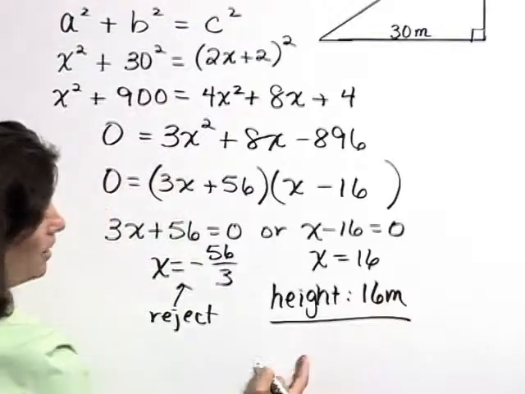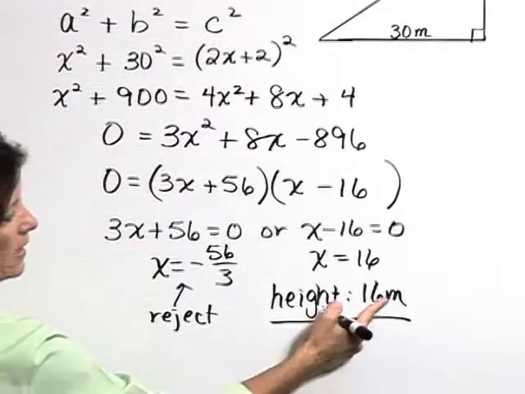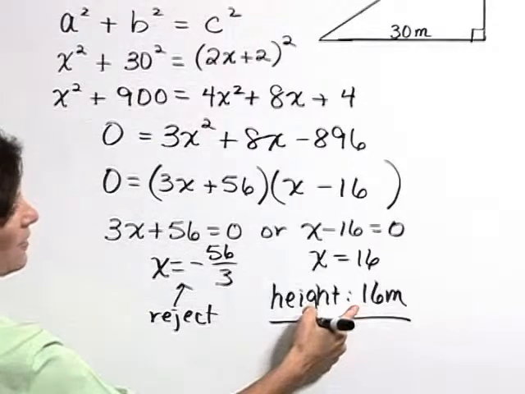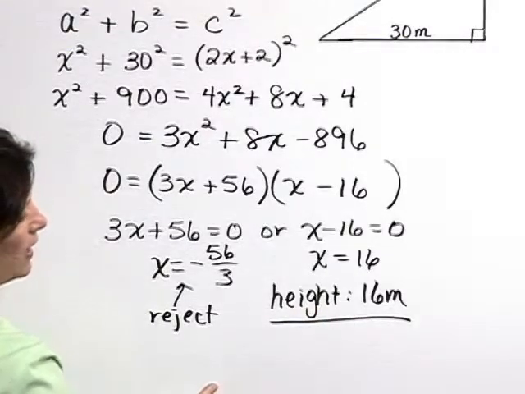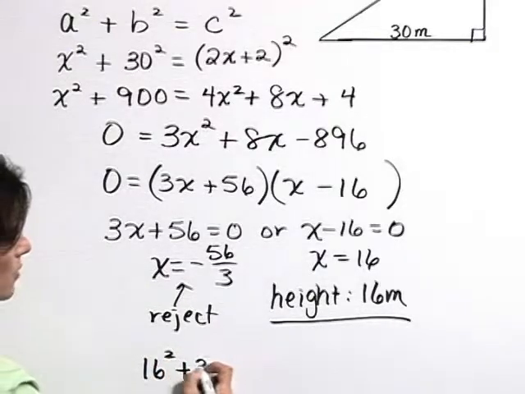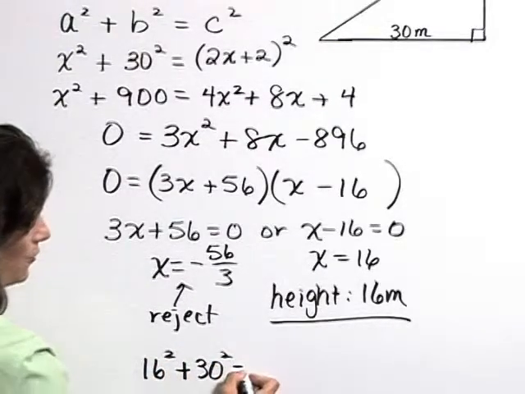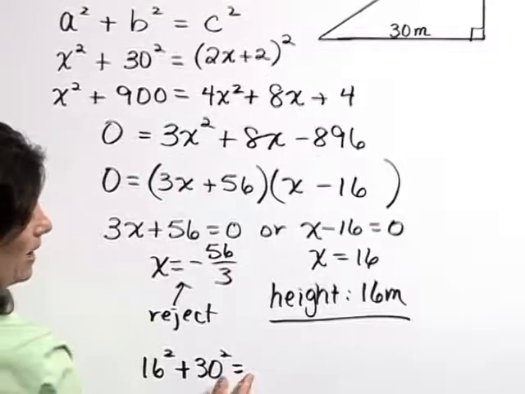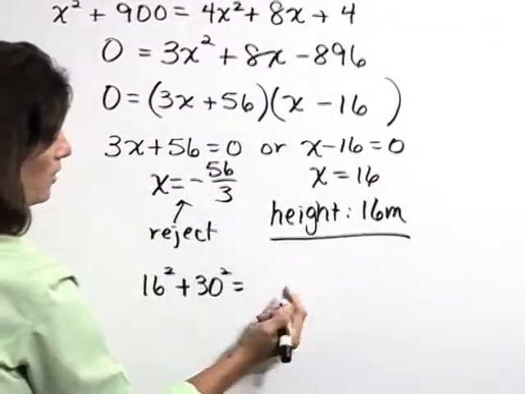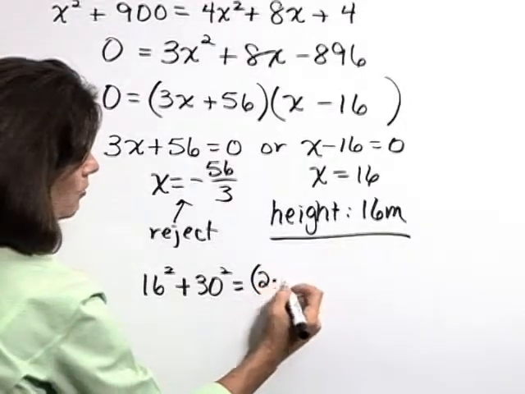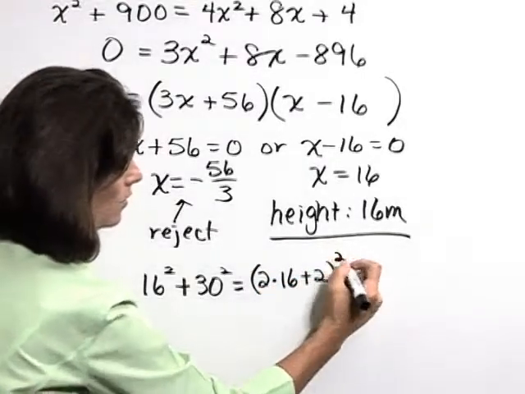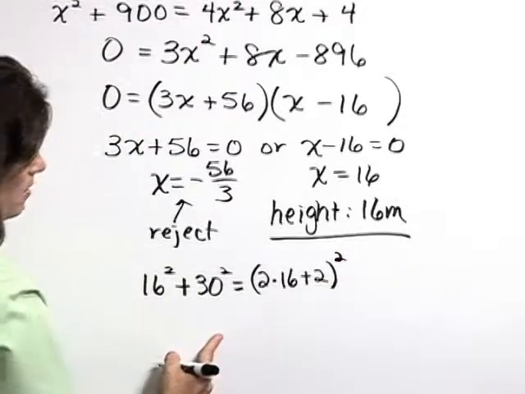As a last step, let's check that. Is this going to satisfy the Pythagorean theorem? If the height is 16, that other leg of our triangle is 30. Is 16 squared plus 30 squared equal to that distance from our point to the top of the tower, which we called 2x plus 2? I'm going to write that as 2 times 16 plus 2, squared. Is this a true statement?